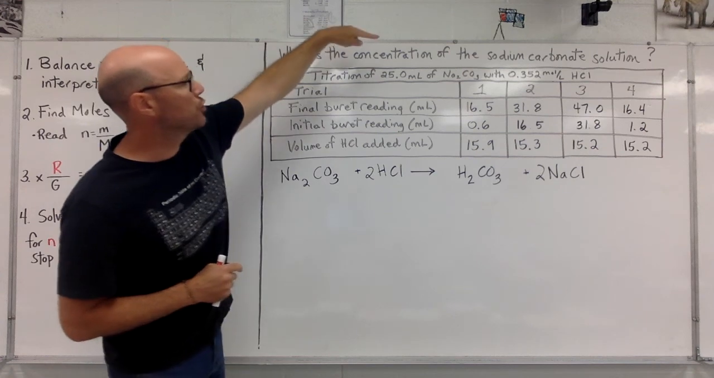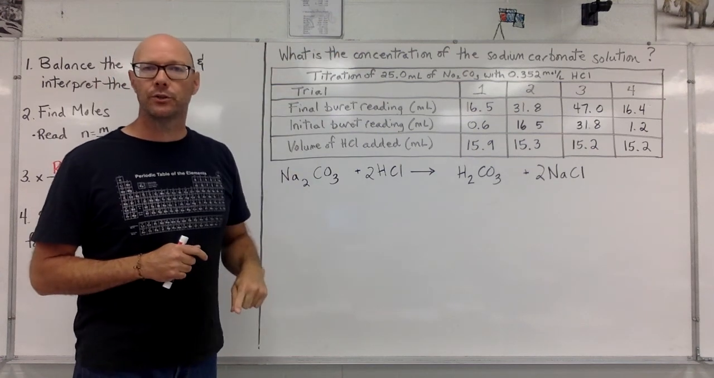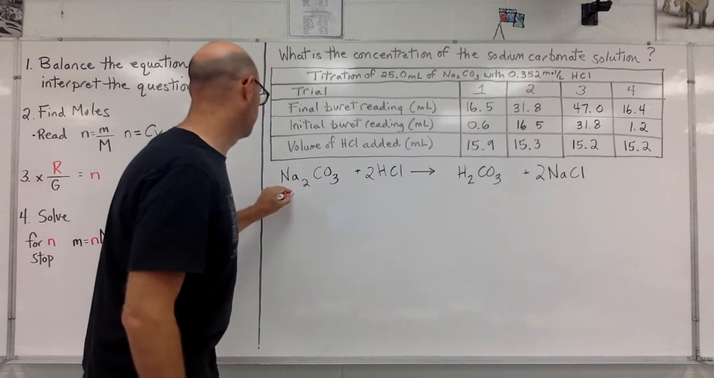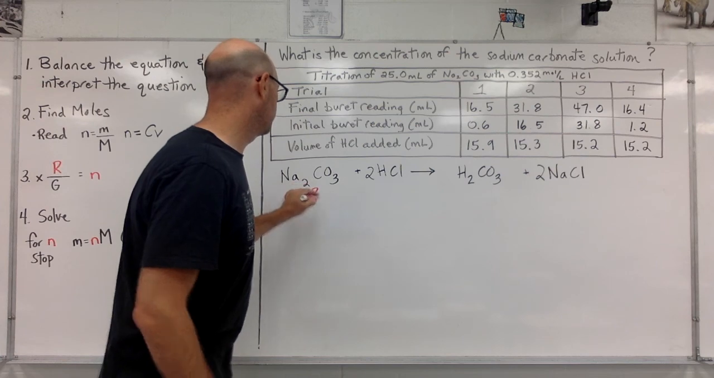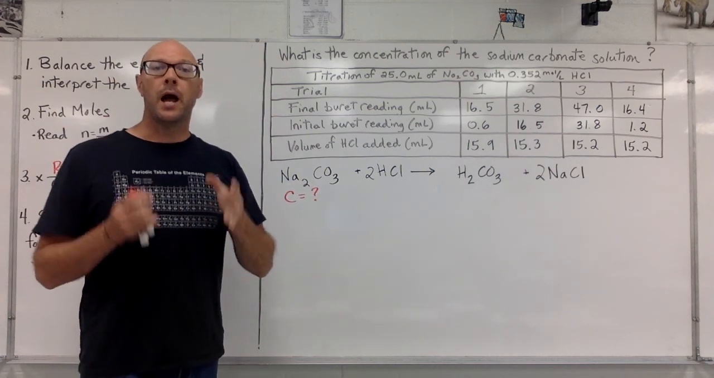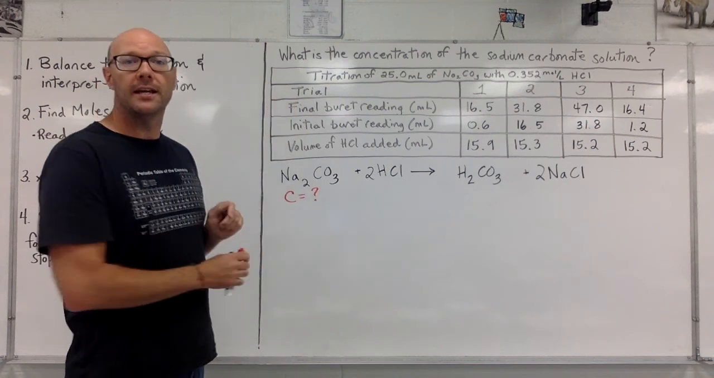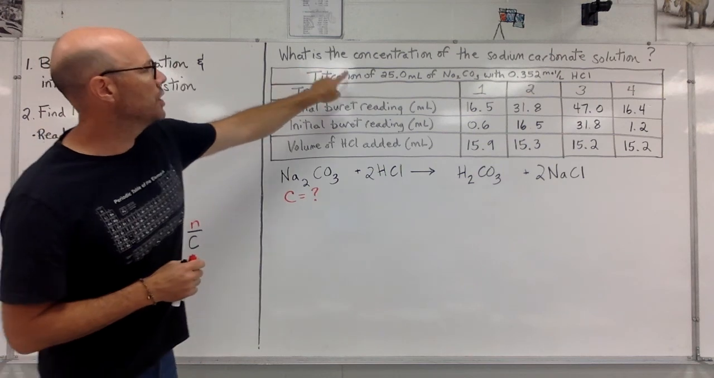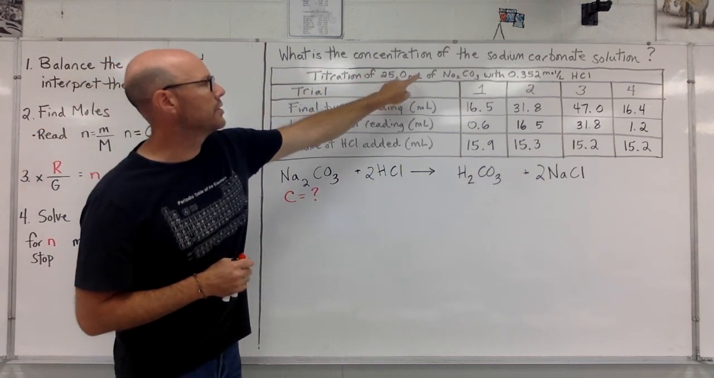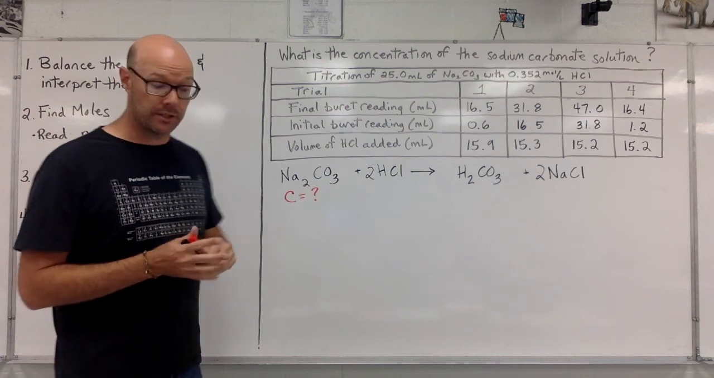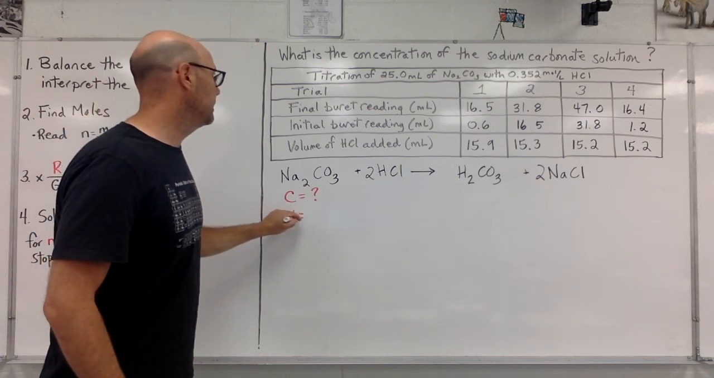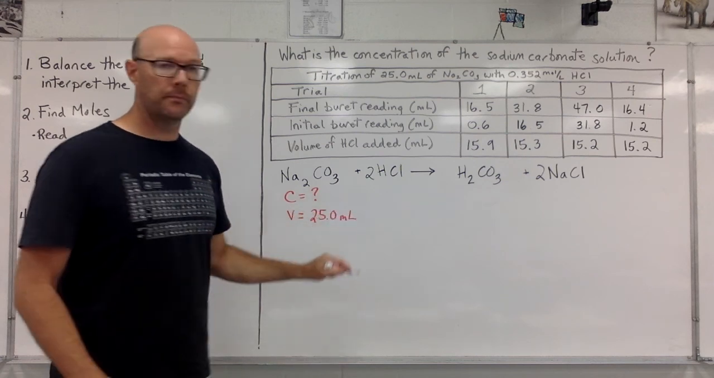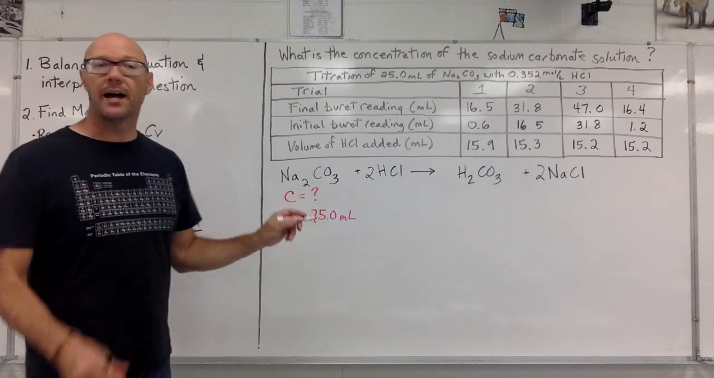What is the concentration of the sodium carbonate solution? Here's the sodium carbonate. What's the concentration? We're not surprised to see that. By definition, a titration is about solving for an unknown concentration. Now, the titration of 25.0 milliliters of Na2CO3. Oh, that's the volume. The volume there is 25.0 milliliters. Wherever the question mark is, that's R.